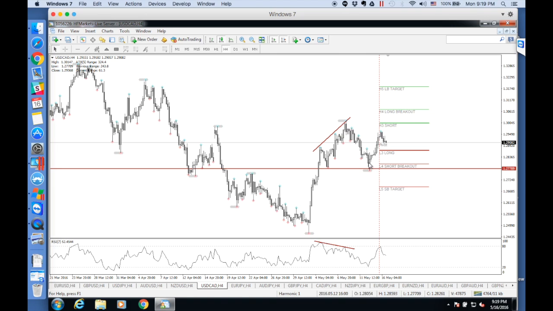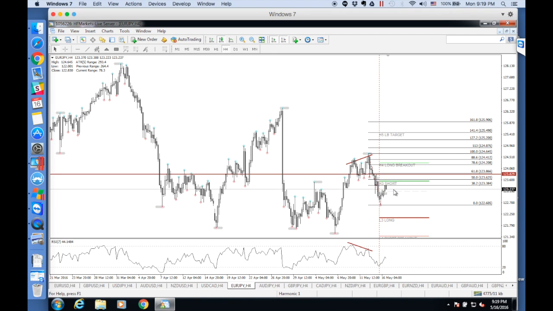What I want is for it to break and then close below it. Then I will trade it. So I'm still monitoring what's going to happen here. Okay, then continue looking like this one.